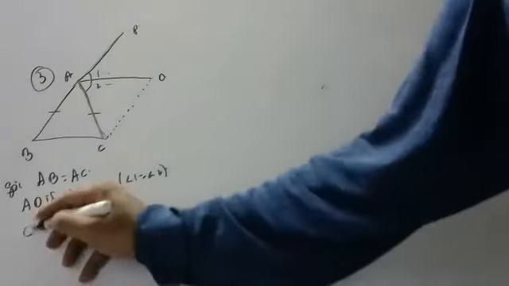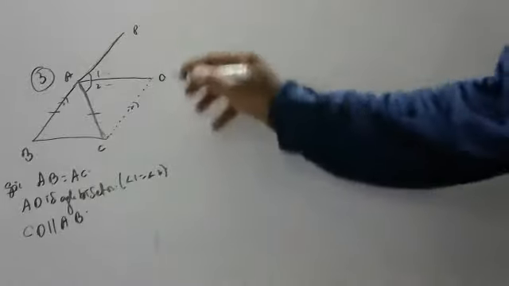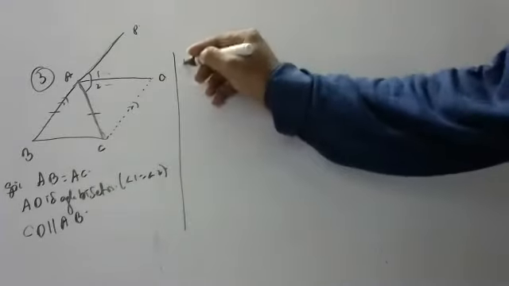And CD is parallel to AB. Children, he also said that CD is parallel to AB. Okay, CD is parallel to AB, means these both are parallel. Now, children, what is required to prove.